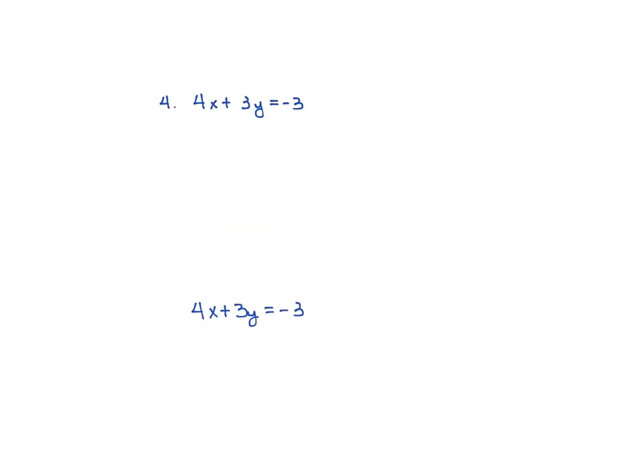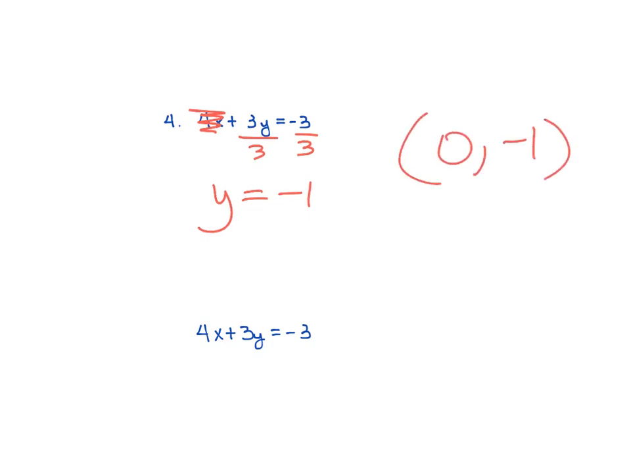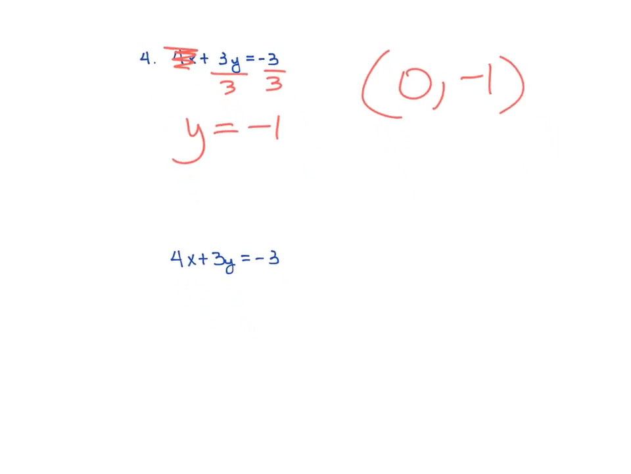Again, I'm going to do the cover-up. So to find my y-intercept, cover up x, solve what remains. y equals negative 1. So again, as a coordinate, 0, comma, negative 1. To find the x-intercept, cover up the y, solve what's left.